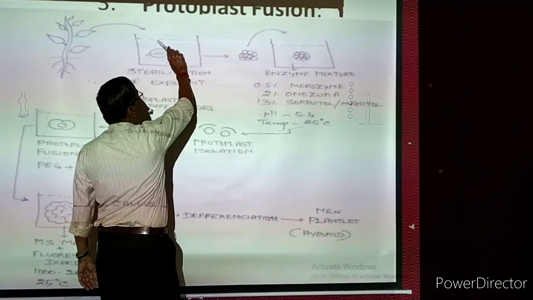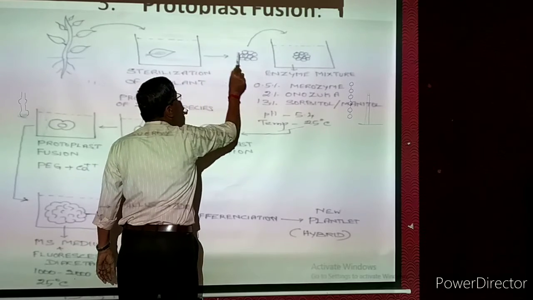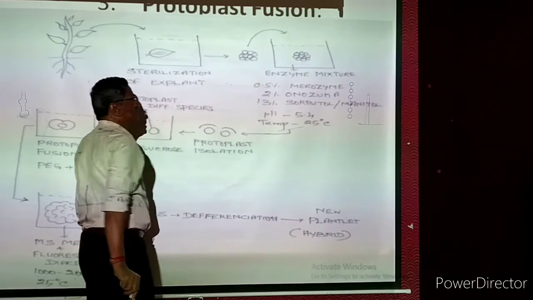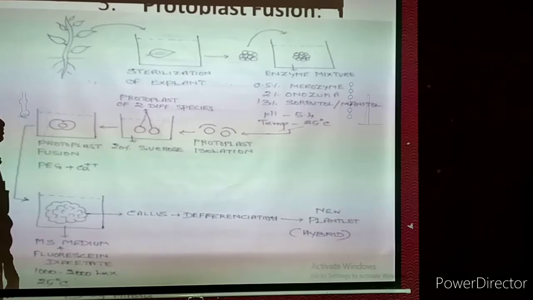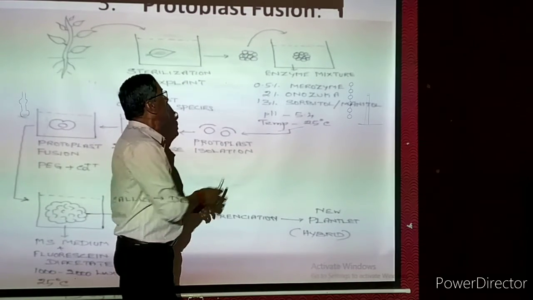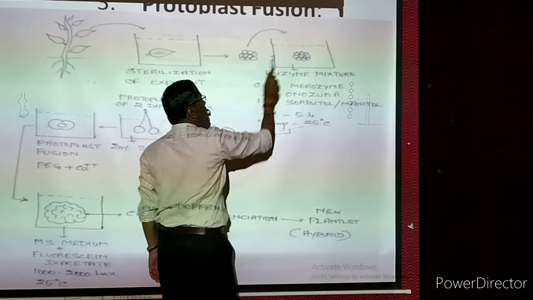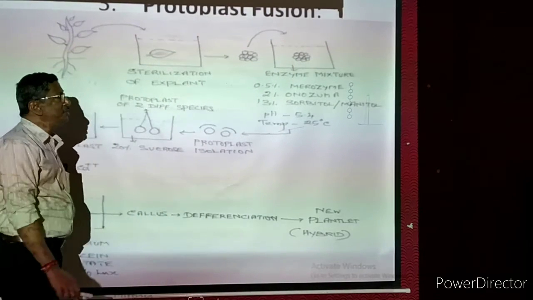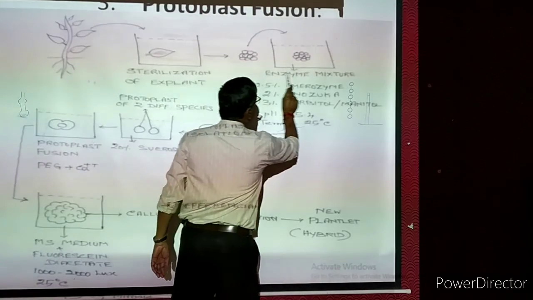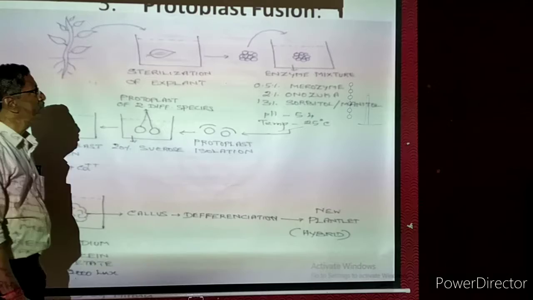Then the leaf should be taken away, and from the leaf, from the X plant, we are isolating a group of cells, just like the tissue culture technique. The group of cells we can call as what? Inoculum. Now the inoculum should be transferred into the culture medium. Now this is the culture medium. But in the culture medium only enzyme mixture will be present. No other nutrients, only enzyme mixture.